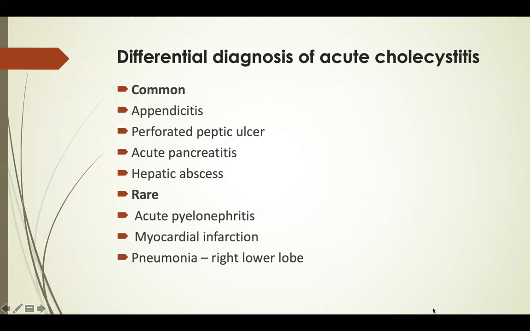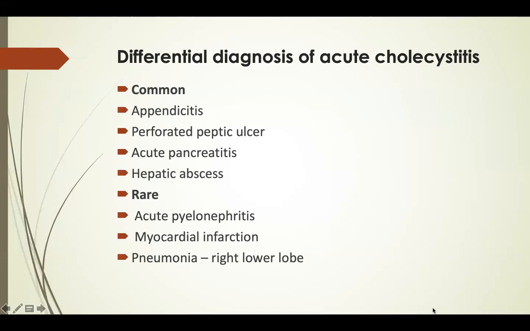So any patient, especially above the age of 40 with epigastric pain, before doing ultrasound, I will suggest going for an ECG. If the ECG is normal, no problem, you can then go ahead with the ultrasound, because the patient will not die from acute cholecystitis, but if you miss the ECG, the patient will die from the cardiac disease. So keep it in mind.